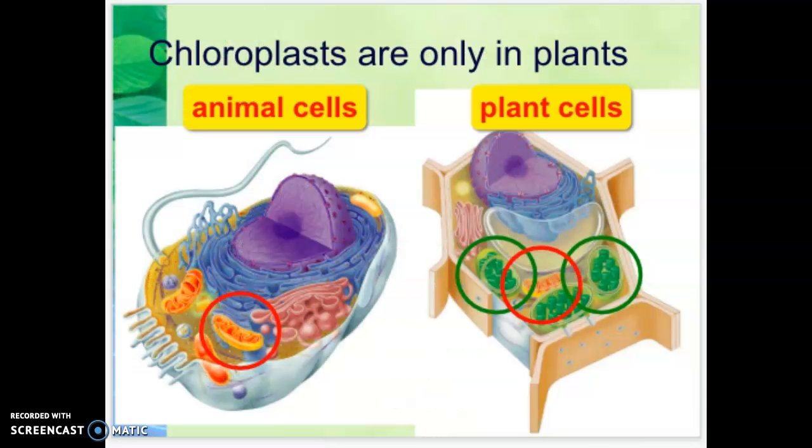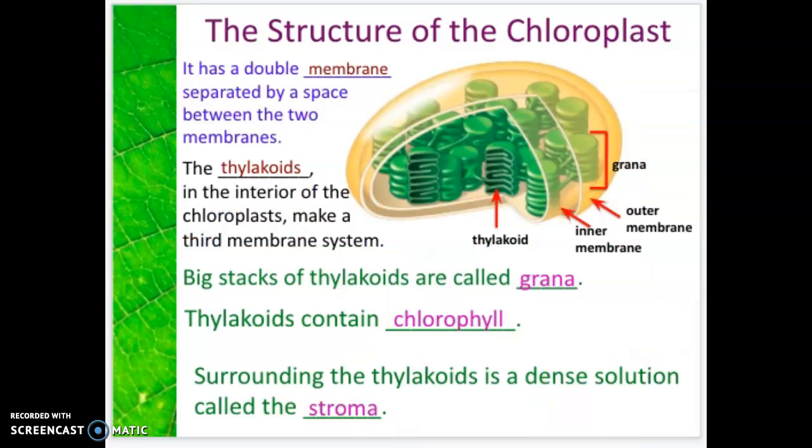All right, just to review, animal cells do not have chloroplasts. They are only found in plant cells. Plant cells are the only cells, other than some bacteria, that have chloroplasts. So the structure of the chloroplast is really, really important in order to carry out photosynthesis.